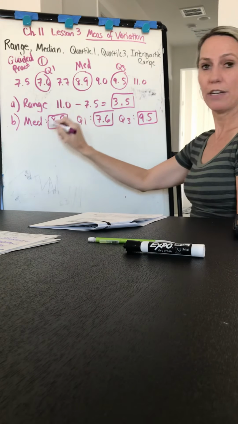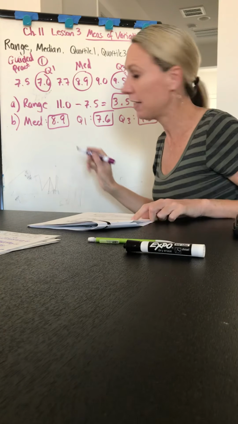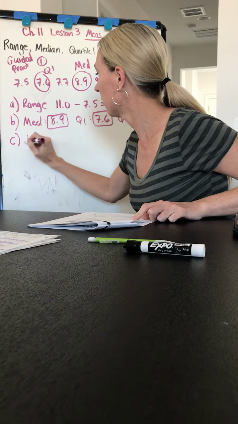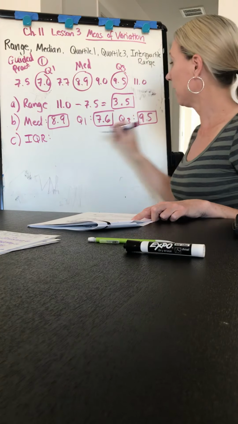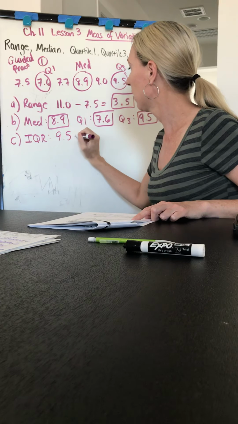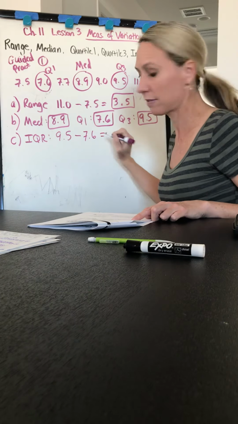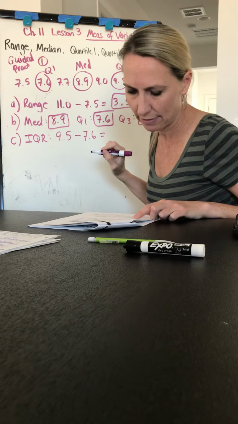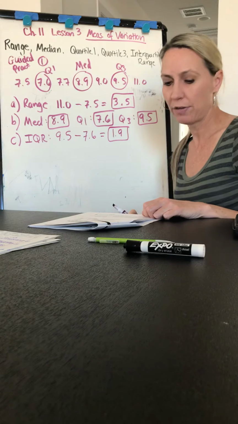Okay, so there's a range, median, Q1, and Q3. Then it says C, find the interquartile range. So the interquartile range is you take Q3, which is 9.5, and we're going to subtract out Q1, which is 7.6. Okay, and we get 1.9. And that's our interquartile range.